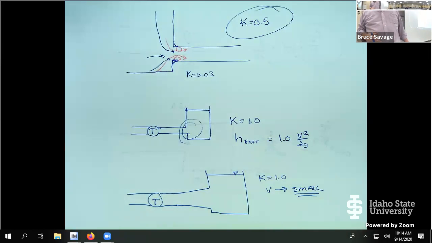Okay, so it's an excellent question, good concept to help you understand entrance losses and minor losses. All right. Any other questions on that?